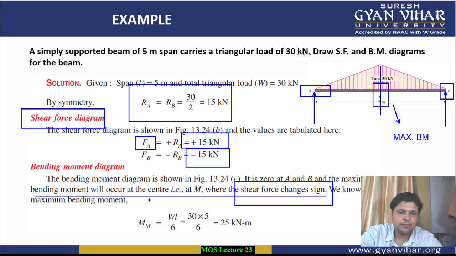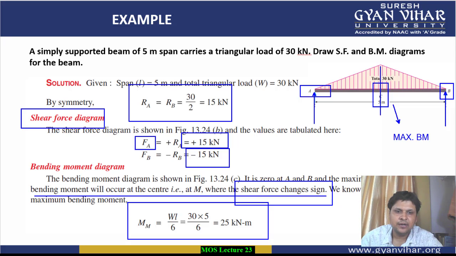How will we calculate the maximum bending moment? If the total load is W, we will calculate the maximum bending moment as WL by 6. W is your 30 given here, and L is the total length, which is 5. So W into L means 30 into 5 divided by 6. Maximum bending moment will be equal to 25 kilonewton meter.